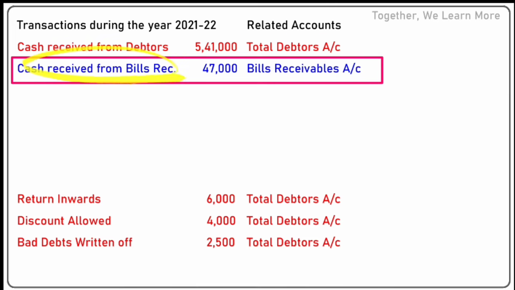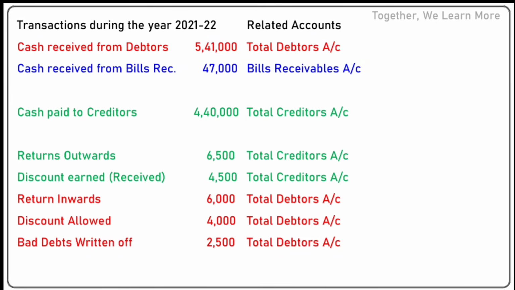Cash received from bills payable are related to bills receivables account. Cash paid to creditors, purchase return and discount received are transactions of creditors.